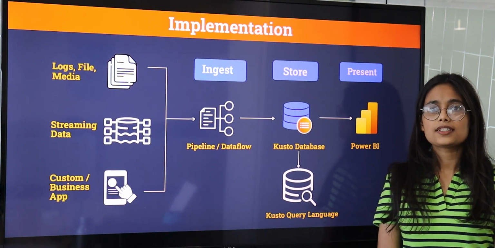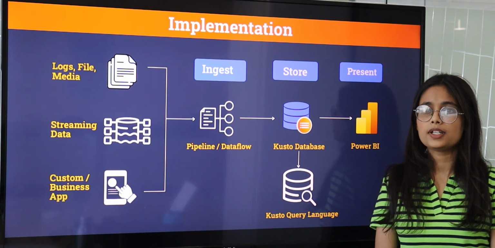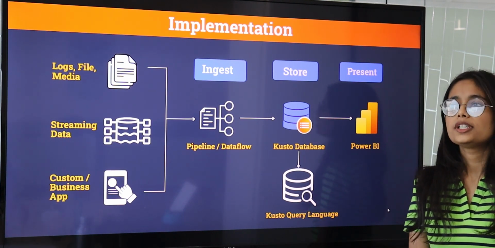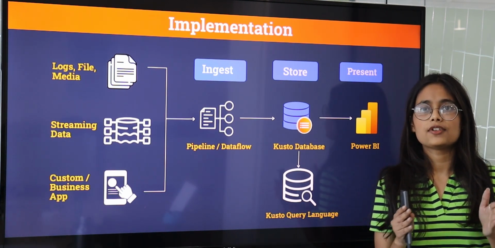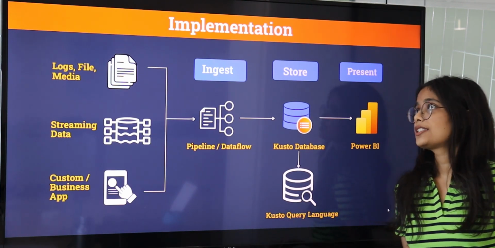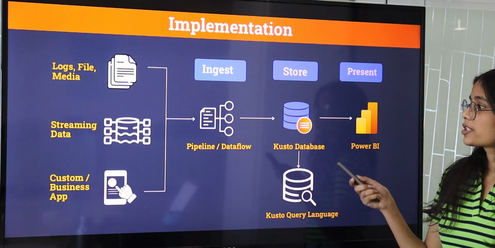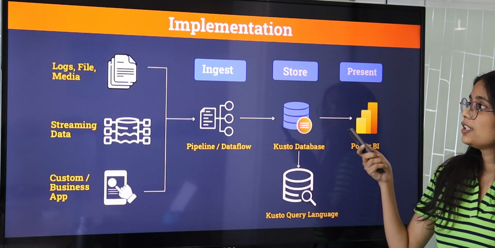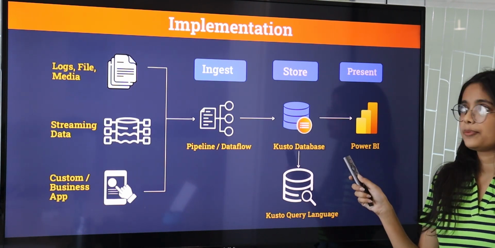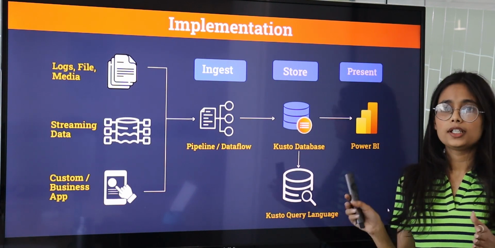So now let's move forward to the implementation of Kusto Query Language. We can implement this language on several platforms like Azure Data Explorer, Microsoft Fabric, and several others. All these platforms have several workloads for data ingestion, data transformation, and loading. Firstly, we are ingesting our data. For ingestion, we can use streaming data, business data, log files, telemetry data, any type of data. And then we ingest the data using a pipeline or a data flow.